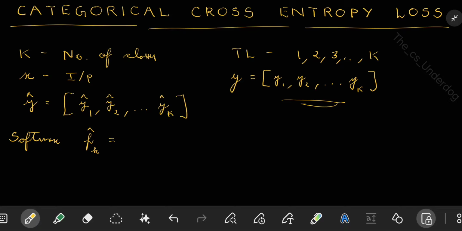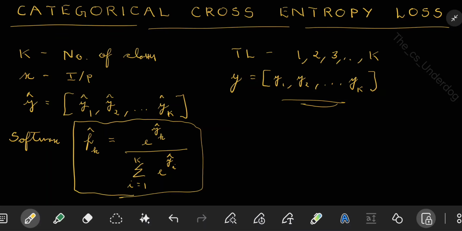This can be the softmax function. So it will be like this: e raised to yk cap, whichever yk corresponds to. That is, for each class you have to separately derive this. Okay, e raised to yk cap divided by the sum of all these. So sigma i is equal to 1 to k, or because it is class, I'll write k itself, or i, anything is good. i is equal to 1 to k, then e raised to yi cap. This is what you call softmax.